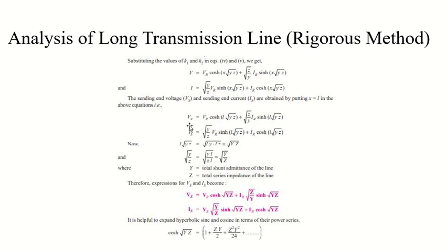We will simply get Vs is equal to Vr cosh(l√(yz)) plus √(z/y) Ir sinh(l√(yz)). This will be the value for Vs. We did nothing but substitute; we just wrote l instead of x whenever we see x. Now come to the value of Is. Is will be equal to √(y/z) Vr sinh(l√(yz)) plus Ir cosh(l√(yz)).